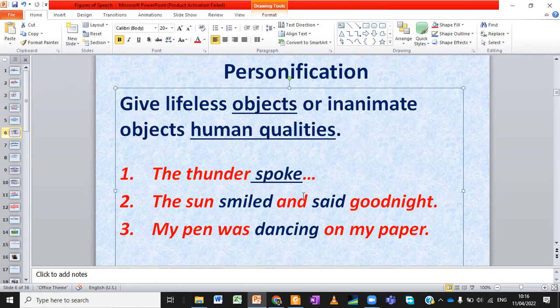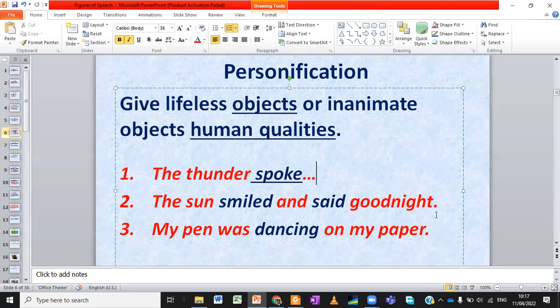That's personification. So when you say the thunder spoke, what does that actually mean? Can you explain number one for me? The thunder was like lightning. No, not like it was making its usual sound. You know that sound, right? Yeah. Now, what about number two?